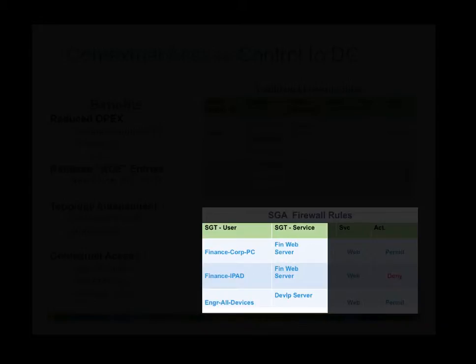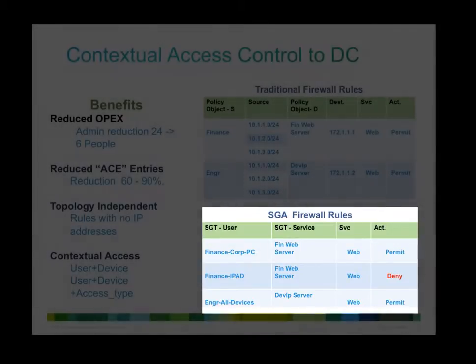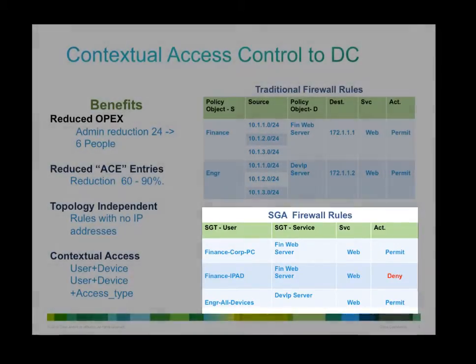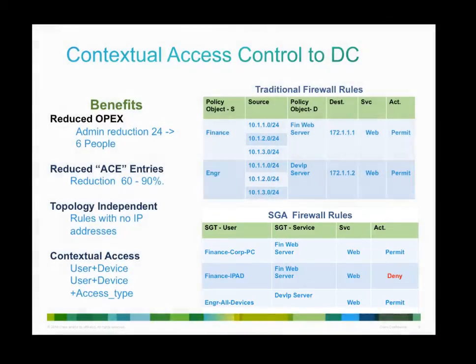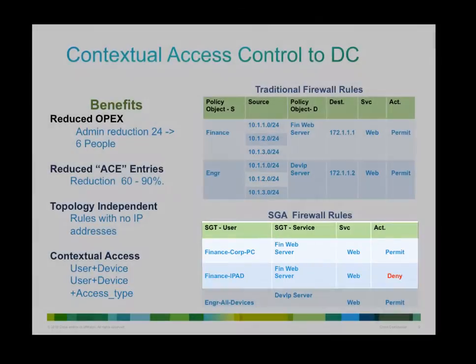And since there are no IP addresses or VLANs, the rules are topology independent and written in terms of easy-to-read policy. Furthermore, you will notice that a rule can be created that is not merely a user group, but can include a device as well. Here I show a finance user who is using a company-provided asset having access, but when the same user uses an iPad, he is restricted.